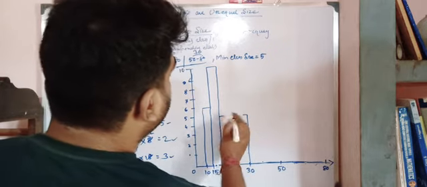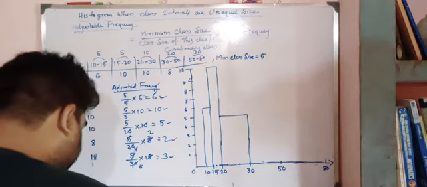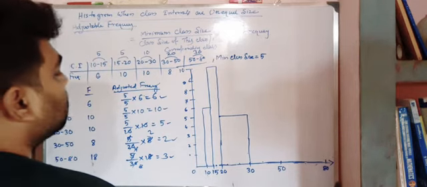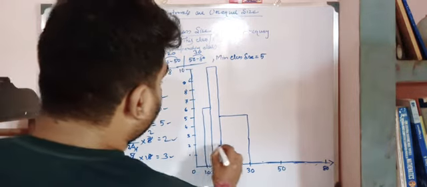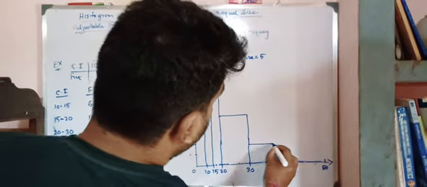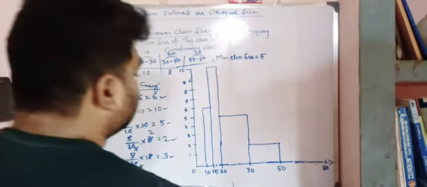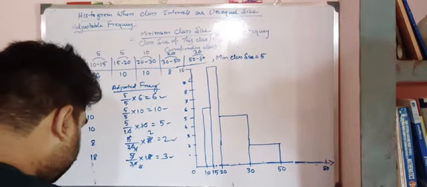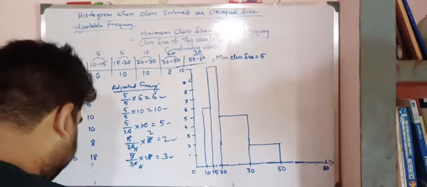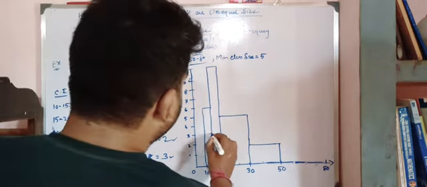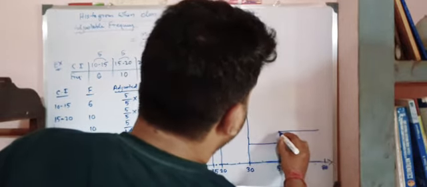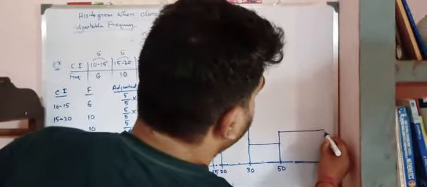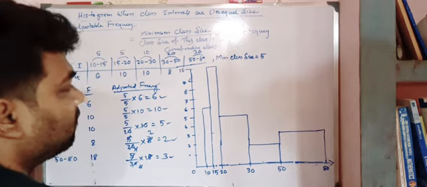20 to 30. Next, 30 to 50. How much? 30 to 50 is 2, so 2 will start from here. This is 2, 30 to 50. Next, 50 to 80. How much? 3. So this is my 3. Okay, so this is my required histogram.